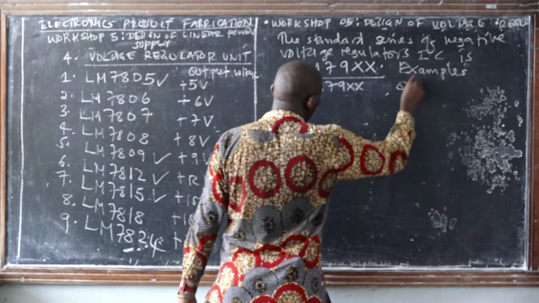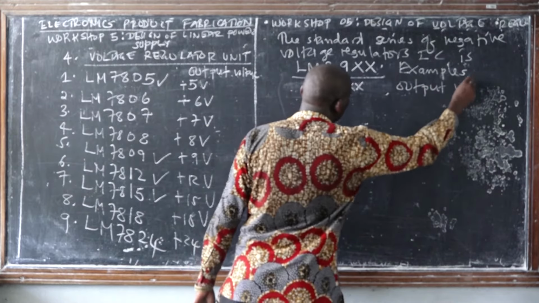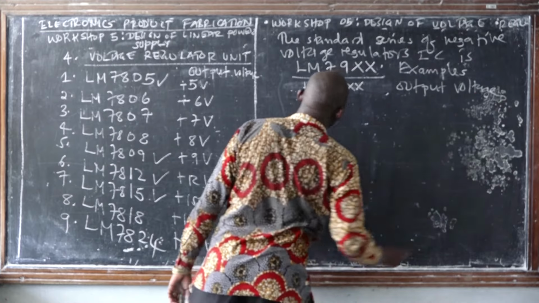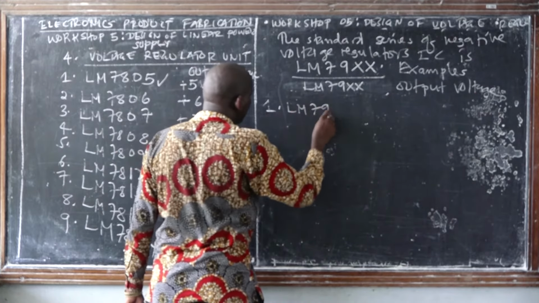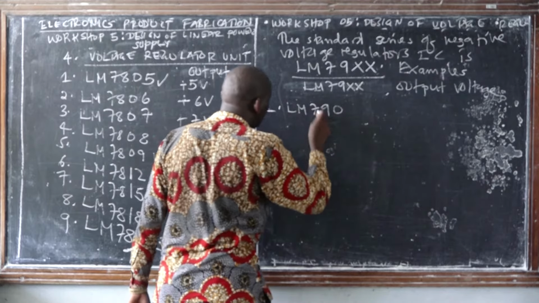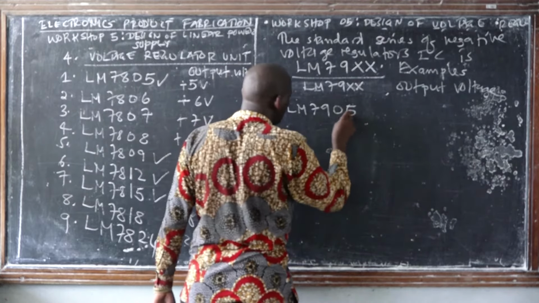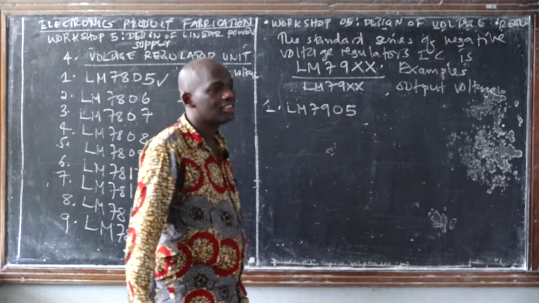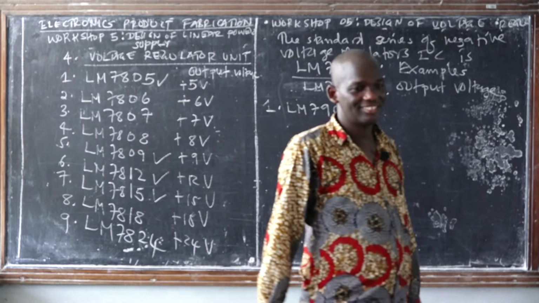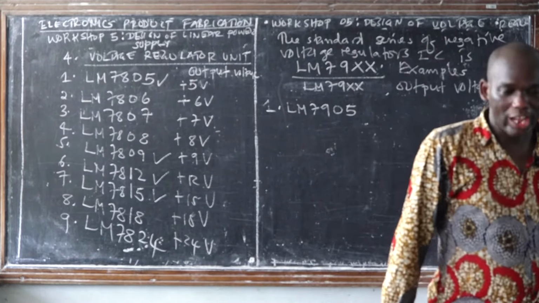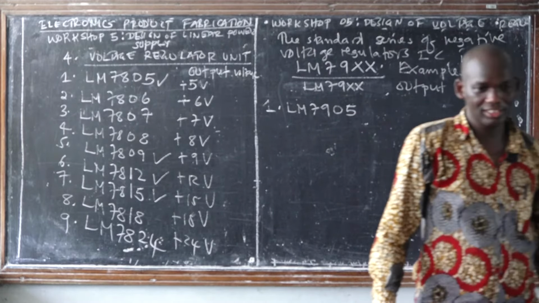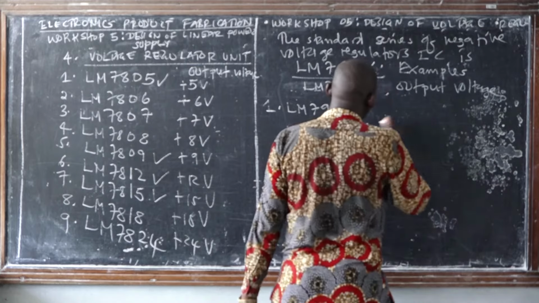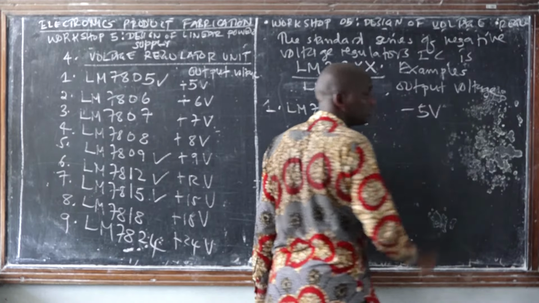LM79XX. And here we want to discuss the output voltage. So for this case, we have LM79. Check your neighbor if he or she is listening. Check your neighbor. LM79 what? 05. So this provides negative 5 volt.